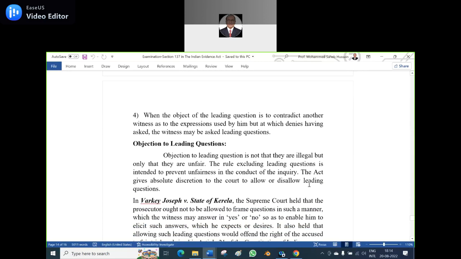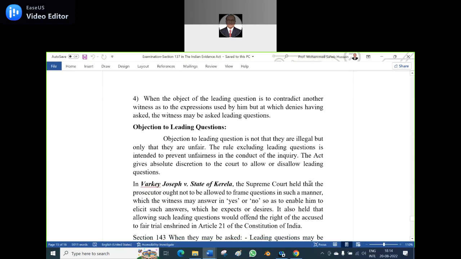So, objection to the leading questions. The objection to leading questions is not that they are illegal. They are not illegal, but they are pregnant with the answer. They are unfair, because they try to give the reply in the question itself, helping the witness to catch what the questioner actually wants to get from him. The rule excluding leading questions is intended to prevent unfairness in the conduct of the inquiry. The Act gives absolute discretion to the court to allow or disallow leading questions.